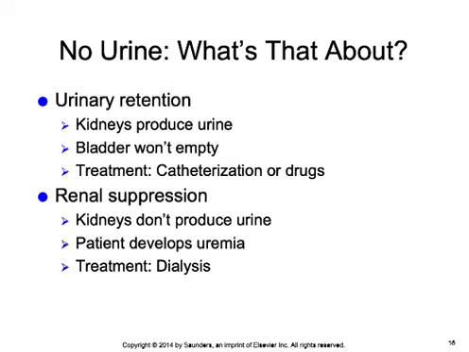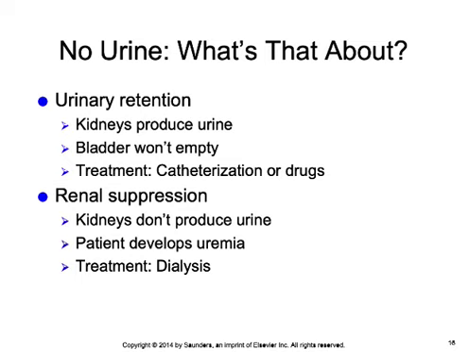Both urinary retention and renal suppression result in a patient that can't urinate. In urinary retention, the kidneys produce urine, but the bladder won't empty. In renal suppression, the kidneys don't produce urine. Urinary retention is often caused by anticholinergic drugs such as atropine, which can be used in perioperative medication.